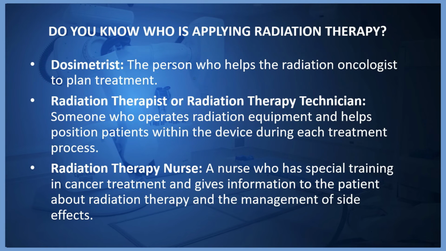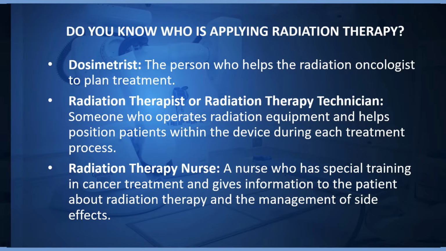Do you know who is applying radiation therapy? 3. Dosimetrist, the person who helps the radiation oncologist to plan treatment. 4. Radiation therapist or radiation therapy technician, someone who operates radiation equipment and helps position patients within the device during each treatment process. 5. Radiation therapy nurse, a nurse who has special training in cancer treatment and gives information to the patient about radiation therapy and the management of side effects.